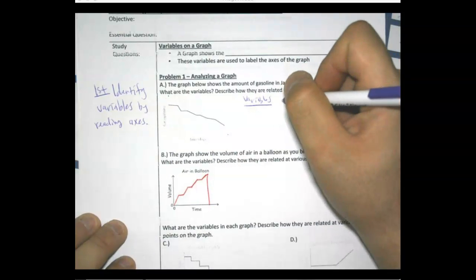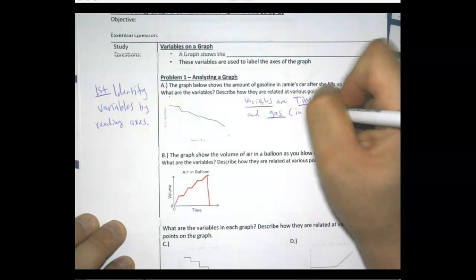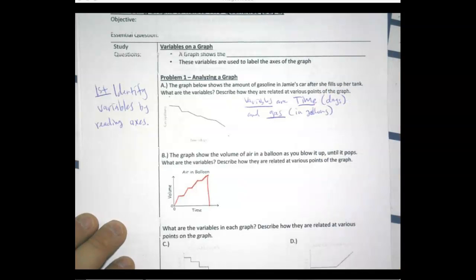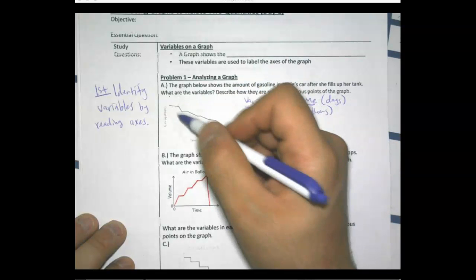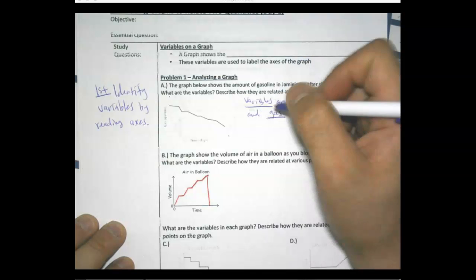This is in a car. So the variables are time in days and gas in gallons. And then explain what's happening at various points. Well, at first, gas is decreasing at different rates. Right here, the gas remains constant.